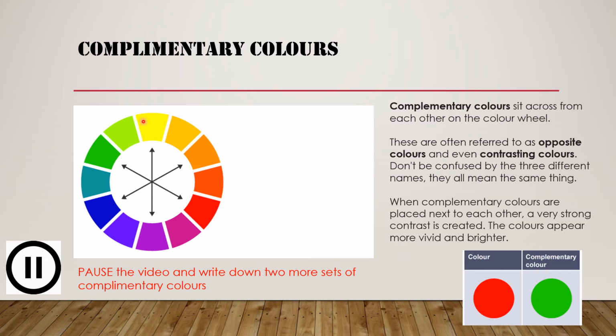Complementary colours are colours that sit opposite each other on the colour wheel. They're often called opposite colours or contrasting colours. So don't be confused, as they all mean the same thing. When complementary colours are placed next to each other, the colours are said to appear more vivid and brighter. Red and green sit opposite each other on the colour wheel. Can you pause the video and write down 2 more sets of complementary colours?